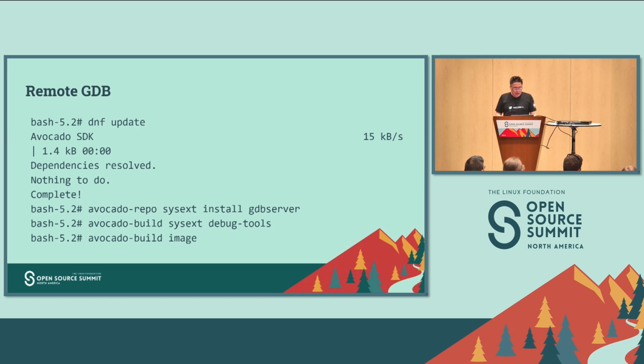It's all command line. So in this case, you're installing gdbserver. This is just a wrapper around DNF. So it's actually calling DNF install and installing the gdbserver package into a staging area. Then you do Avocado build sysext debug tools. This builds the system extension for you, and you're giving it the name debug tools. So it's all that squashfs stuff that Alberto did, the release file with the 2 lines of metadata, that this command is doing for you.